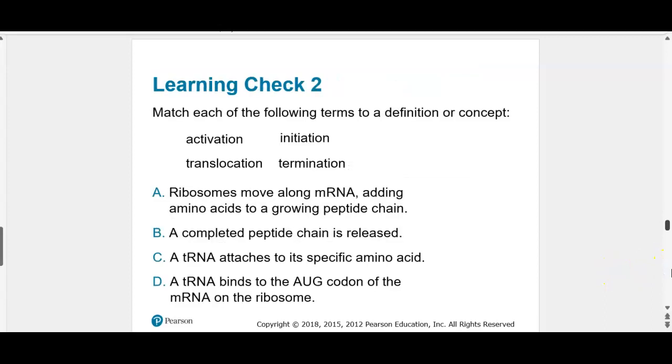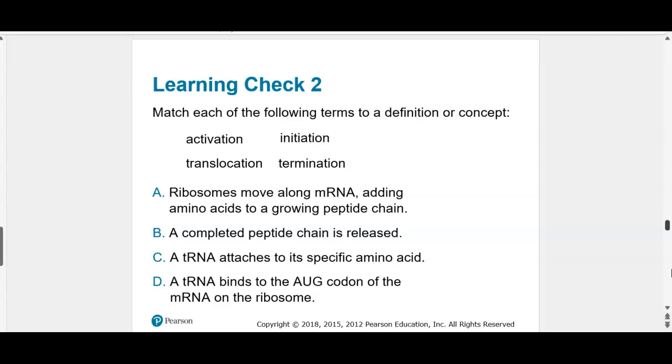Okay, now let's do a learning check here. Match each of the following terms to a definition or concept. You have to pay attention to these, by the way. I've had some issues with a few of the problems in the homework. They're maybe not issues necessarily, but they're very specific. You really need to be accurate when you're looking at these. So, match the following terms.